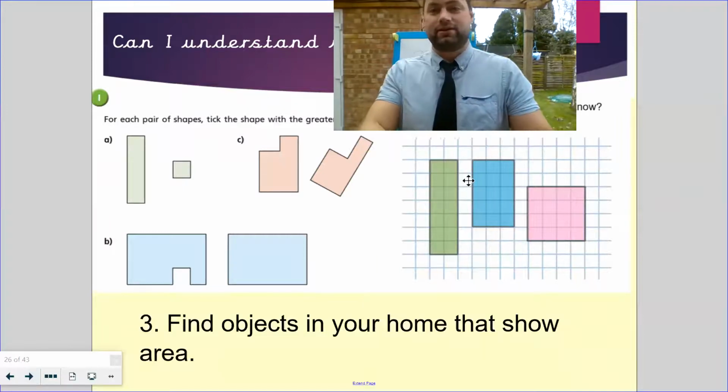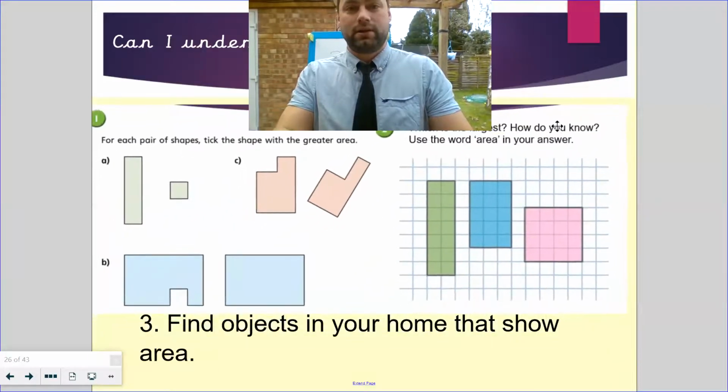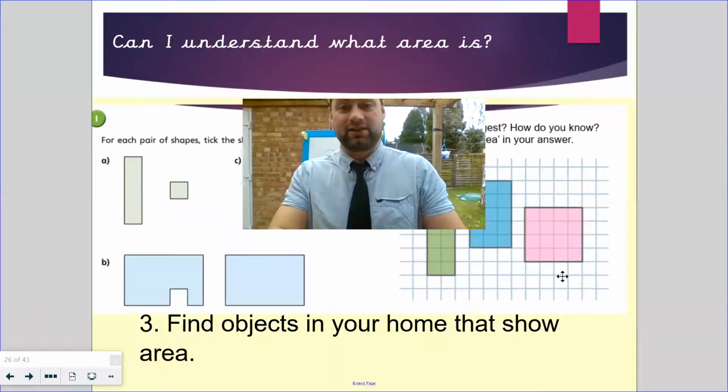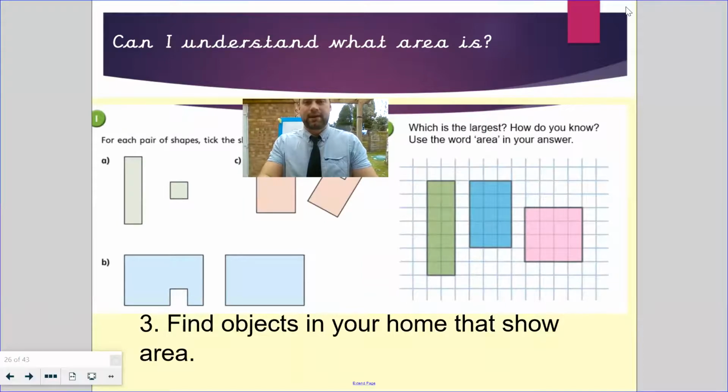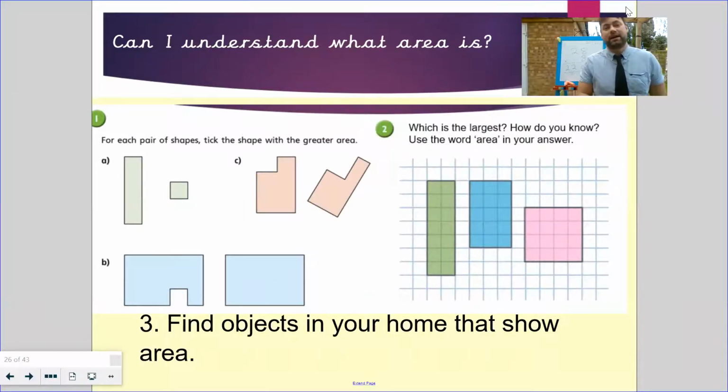Now for your independent challenges today, we have the following. Oh, I've got to make myself smaller so you can actually see the work. There we are. So number 1, for each pair of shapes, tick the shape with the greater area. Okay, so that's going to be a little bit tricky, especially for C there, but which one do you think has the greater area? For A, B, and C. Question 2, which is the largest? So have a look at these 3 shapes here. Which one is the largest? How do you know? And use the word area in your written answer.